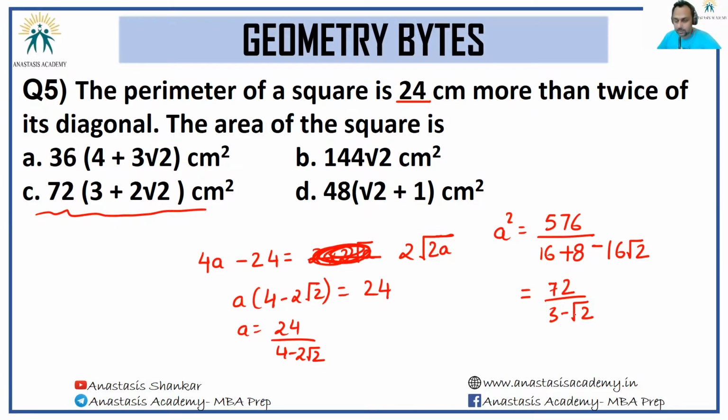So next thing to do is rationalize it. You multiply it by 3 plus root 2 on the numerator and denominator. So 9 minus, it should be 2 root 2. Yes. So 9 minus 8 in the denominator is as good as 1. What you're left with is 72 into 3 plus 2 root 2. So yes, option C will be the correct answer.